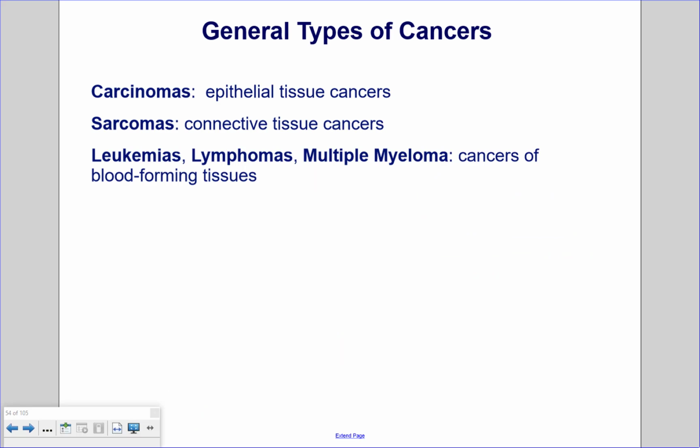General types of cancers. Carcinomas are epithelial tissue cancers. Epithelial tissue, that's an anatomy term. Epithelial means surface coverings, which includes skin or coverings of organs. And sarcomas are connective tissue cancers. Connective tissue is what the word implies. It's tissue that connects organs together and sort of provides support for other tissues. And leukemias, lymphomas, multiple myeloma, these are cancers of blood-forming tissues.